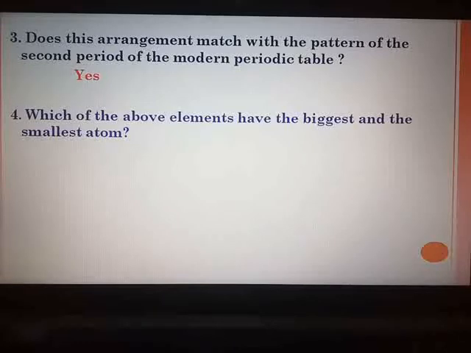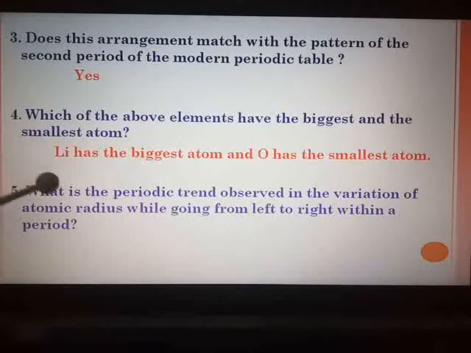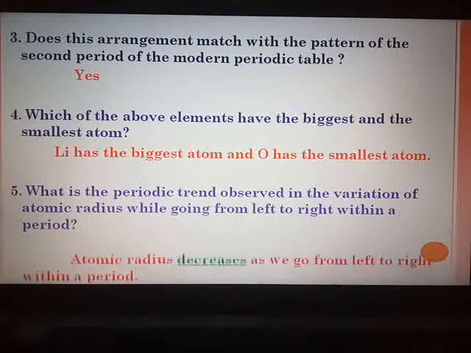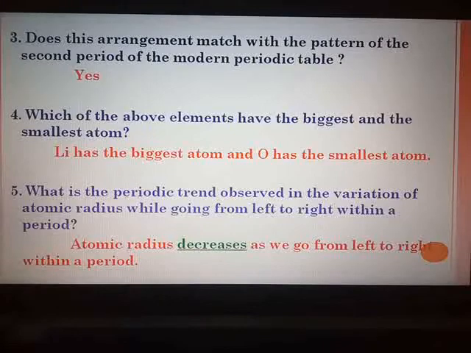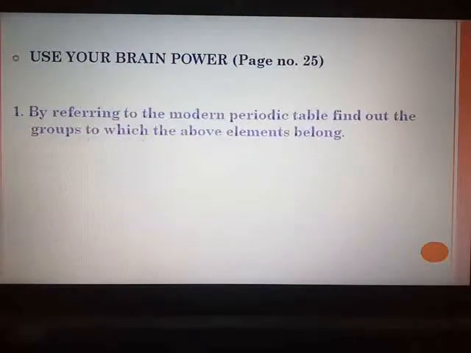Fourth question, which is the biggest and the smallest atom? The first one, lithium, is biggest with 152 and oxygen smallest. What is the periodic trend observed while going from left to right? We can see that the atomic radius decreases as we go from left to right. Next activity, they have asked which groups they belong to.